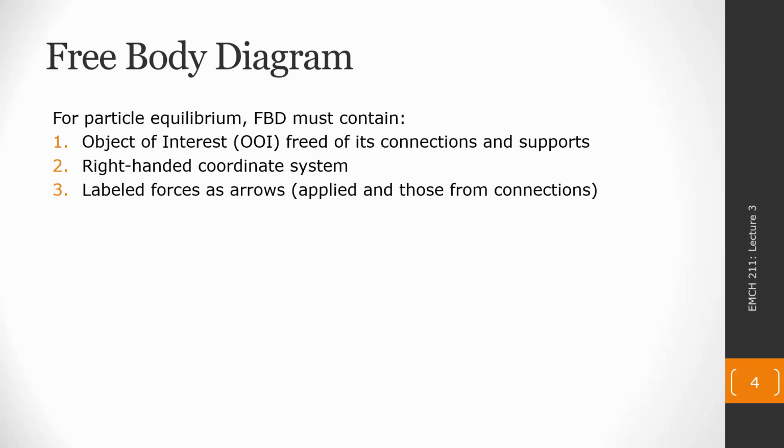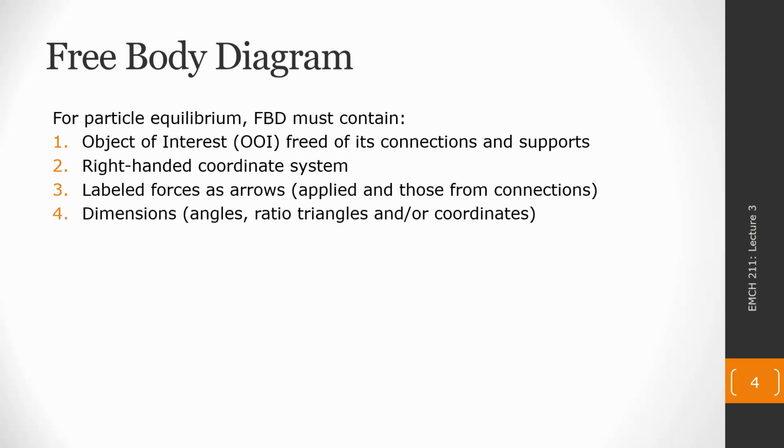Always in this step, we are including what those supports or connections did to our object of interest. It is not what our object of interest did to those connections. For example, if there were a rope connected to our object, ropes can only pull, so the arrow must be symbolizing the action of the rope pulling on the object.